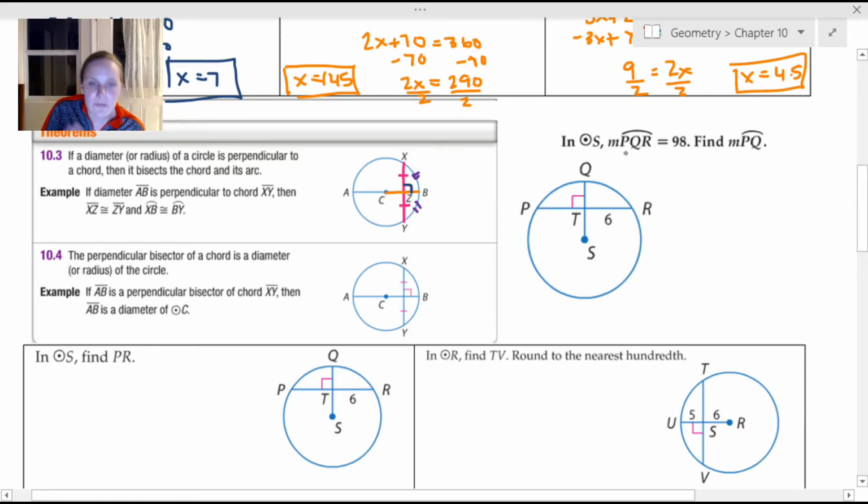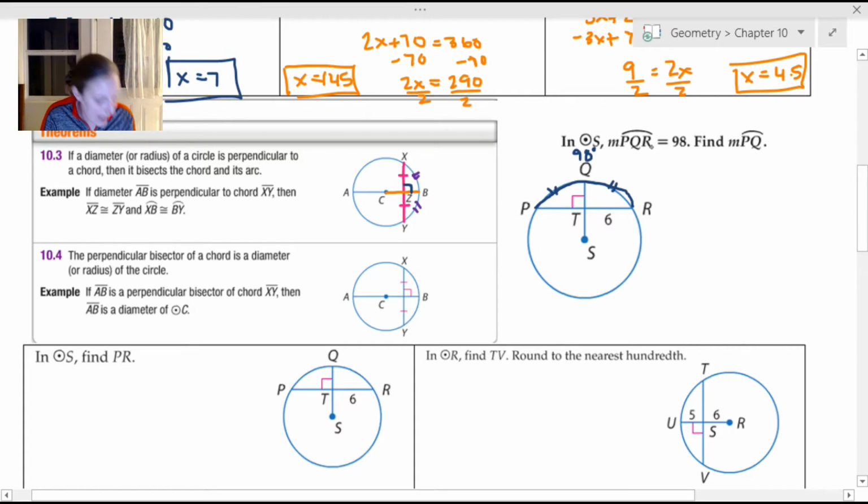So we've got the measure of PQR, so this arc right here, PQR is 98 degrees. The whole thing is 98 degrees. We have this perpendicular segment right here. We want to find the measure of PQ. So if it's bisecting it, it's cutting it into two equal segments. Cut that pie into 2 equal segments.